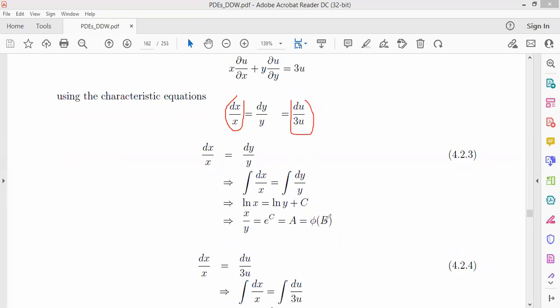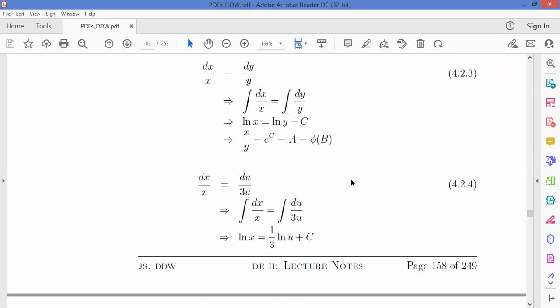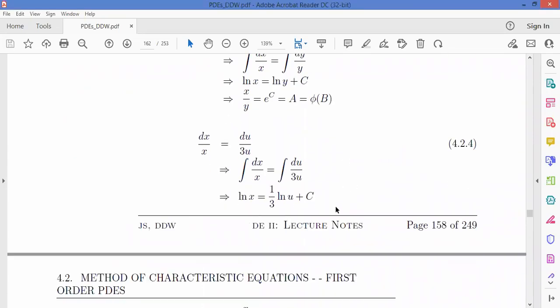So this second statement here, if I call this one star, is already in terms of X and Y. So I have to bring in the U. That's why I take the red, this one and that one. And if I consider that, I end up with this equation here. So separate variables, you have ln X, this is a third ln U plus C. That is direct integration of this.